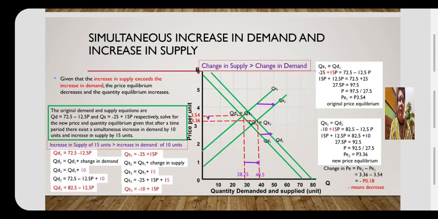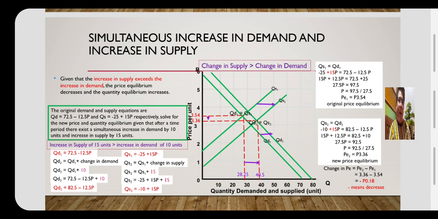Thus, what has the greater change is the supply side, and therefore the supply side can influence more of the direction of the price equilibrium and the direction of the quantity equilibrium. So what could be the expected direction of price equilibrium and quantity equilibrium? Given that the increase in supply exceeds the increase in demand, the price equilibrium decreases and the quantity equilibrium increases.